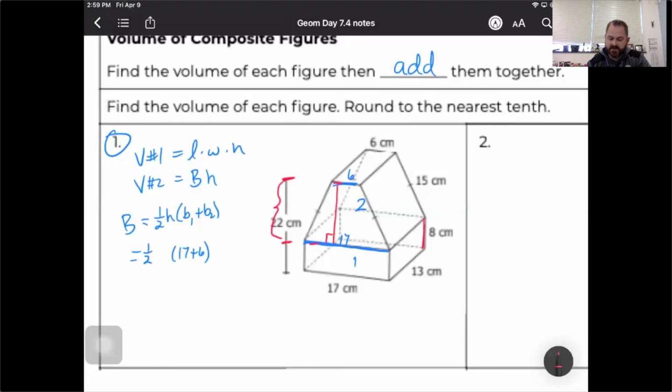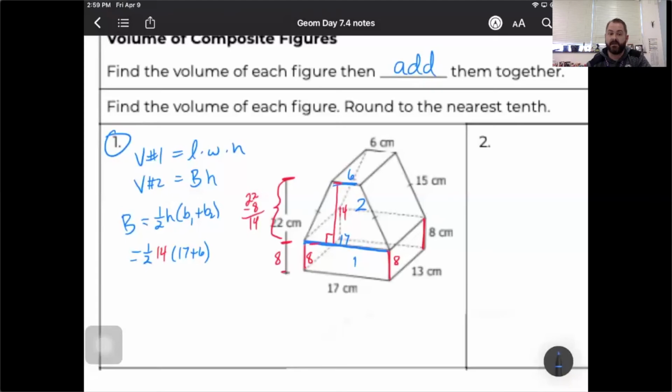This little vertical side back here is 8. In fact, the height of that bottom rectangular prism is 8. So all of these little segments are 8. That means I'm going to take away 8 from the 22 to get the height of my trapezoid. And 22 minus 8 is 14. So the height of the trapezoid is 14.